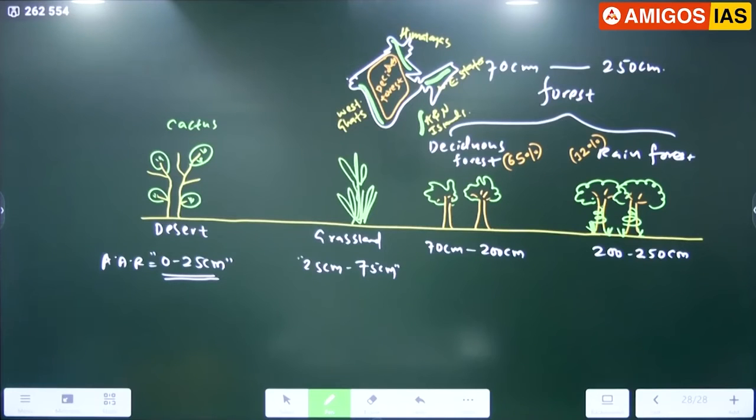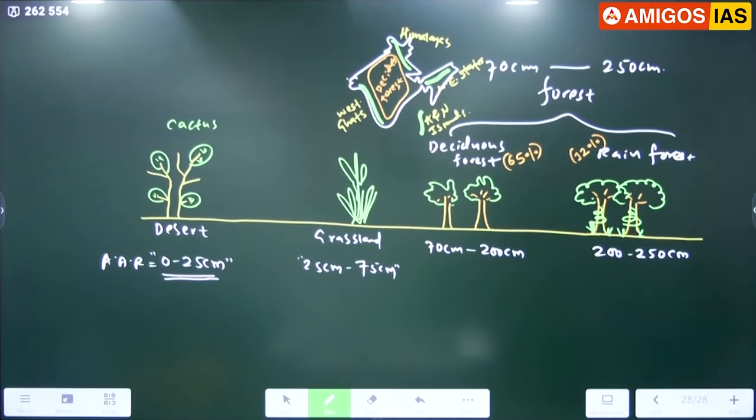Done? Now, what is rainforest? Forest that receives rainfall more than 200, we call rainforest. More than 200, it can be 400 also. More than 200, that is the condition. What is deciduous forest? Those that receive rainfall less than 200 and more than 75. Right? What is grassland? Those that receive rainfall more than 25 and less than 75, we call grassland. What is desert? Areas that receive rainfall less than 25.